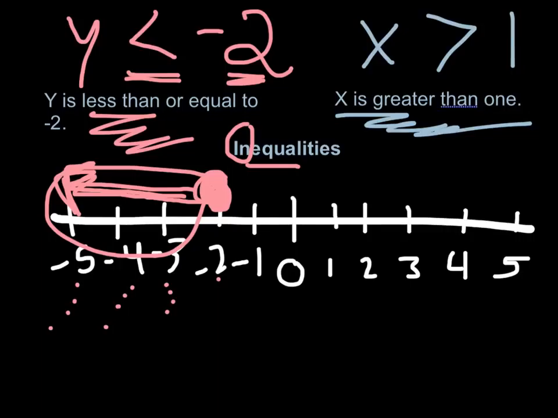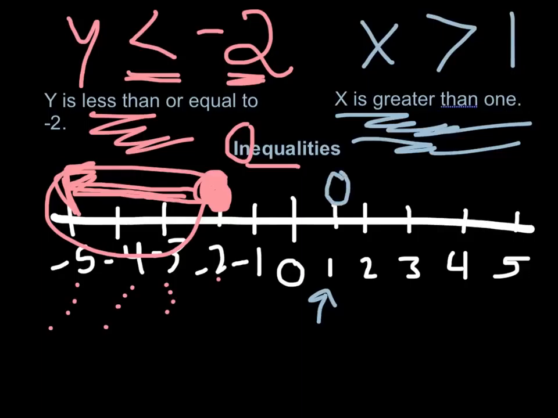One more example here. Let's take a look at this inequality: x is greater than 1. I'll graph this inequality, and I'm first going to find 1 on the number line. There's the number 1. Do you see it right there? Now x is just greater than 1. It doesn't include 1, it's greater than 1. So what I do is I put an open circle here.